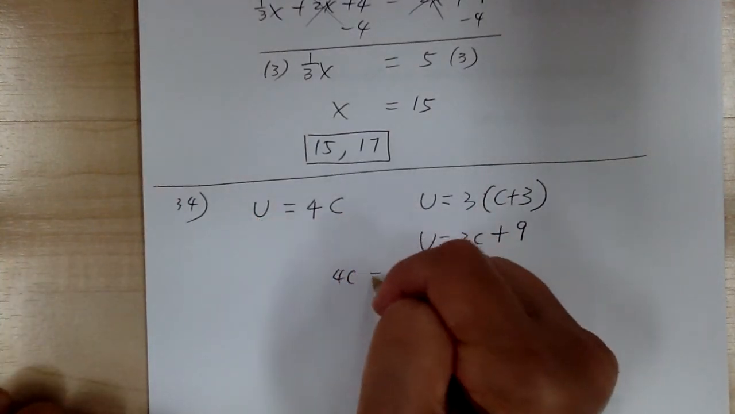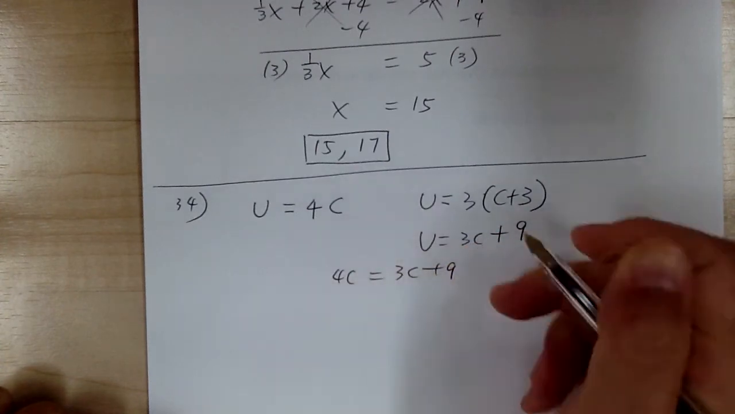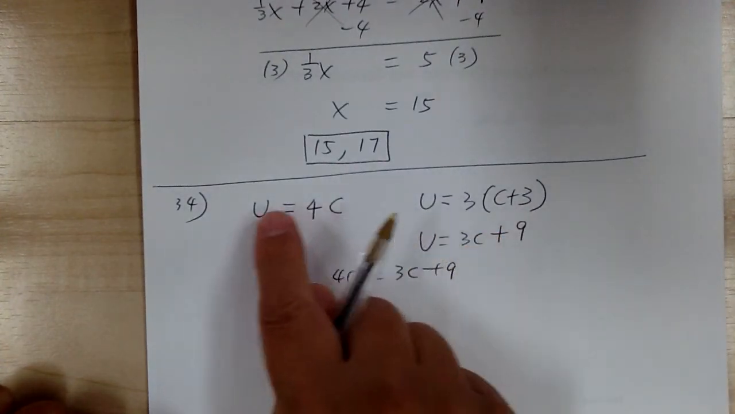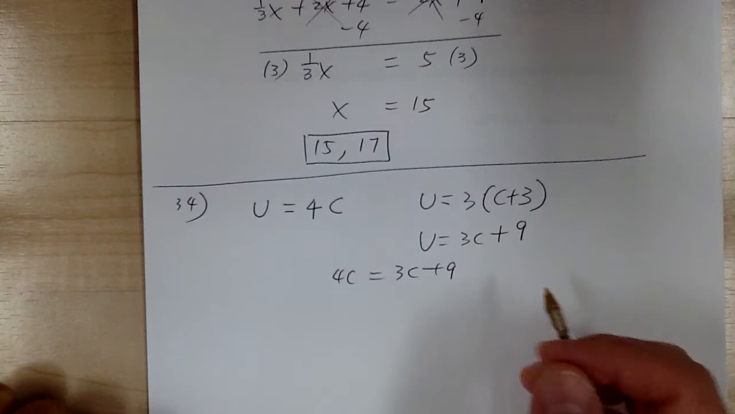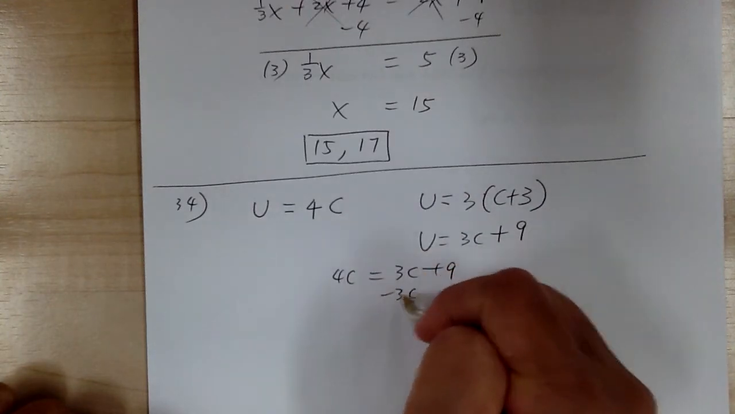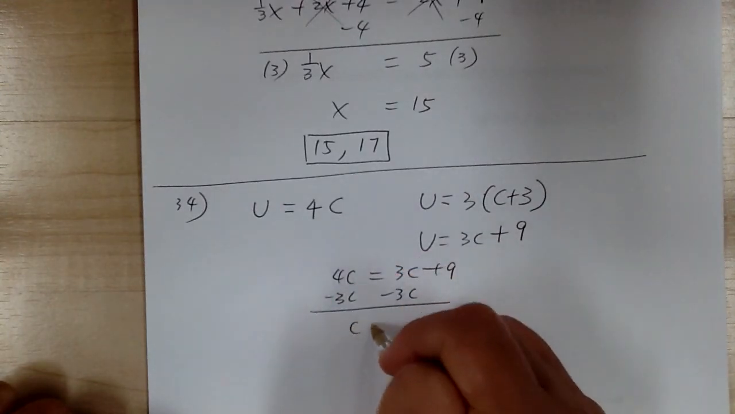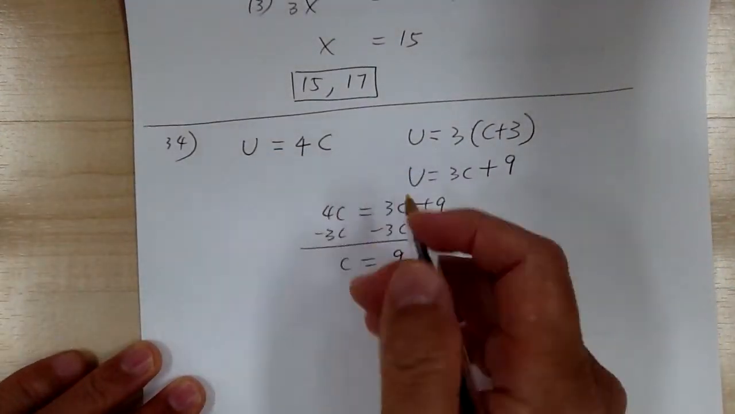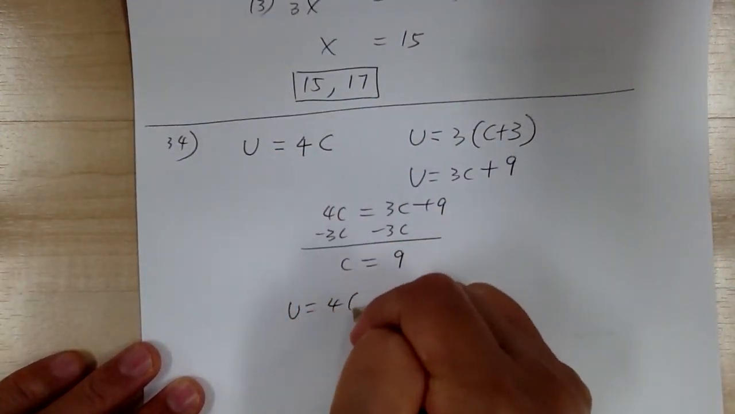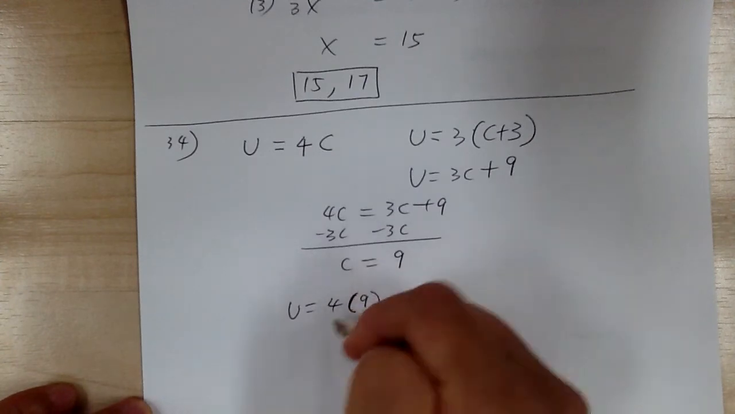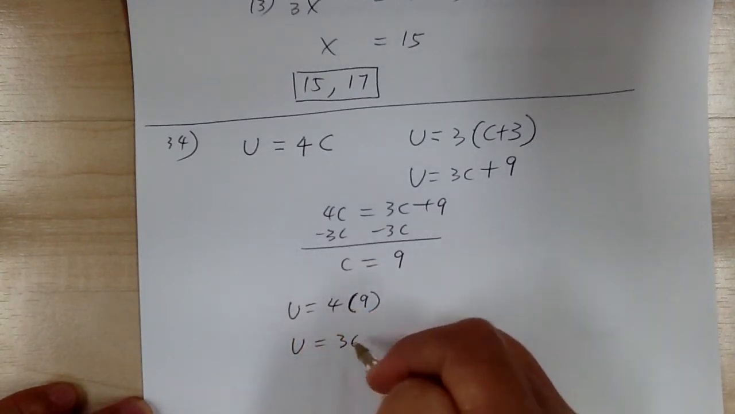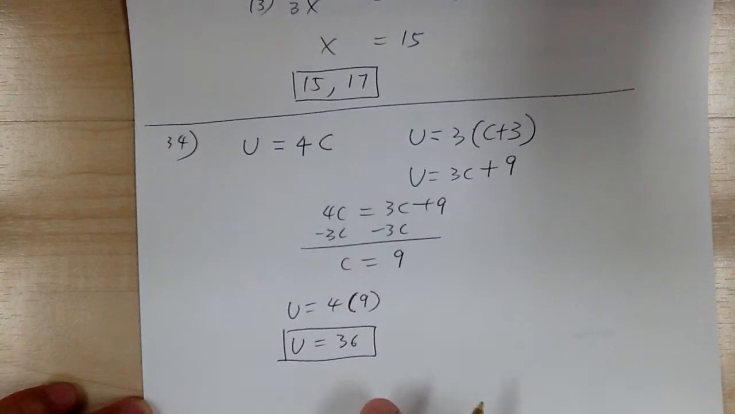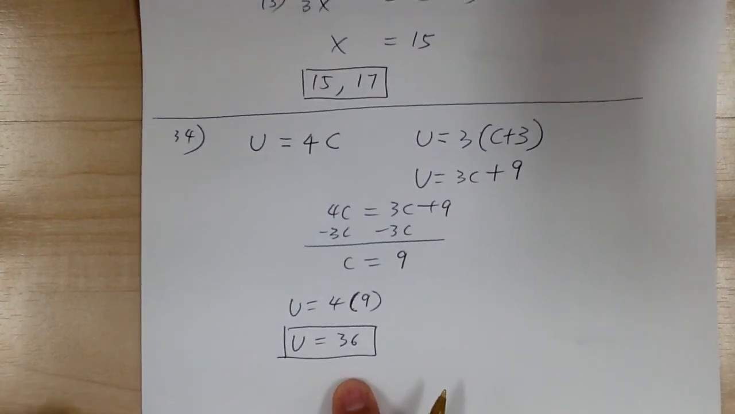So 4C equals 3C plus 9. Because this equals U, and this equals U, so they're equal to each other. Then you minus 3C on both sides. So C equals 9. So once you find C, you can substitute into here. So U equals 4 times C. So U equals 36. So the United States has 36 points at this time.